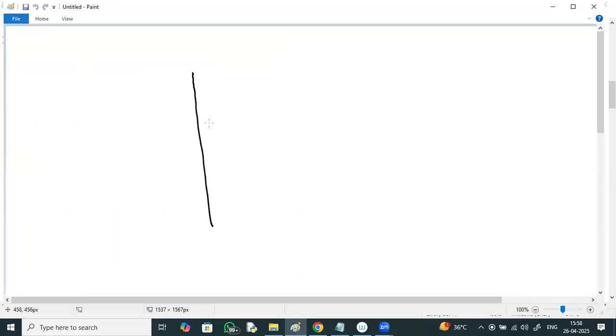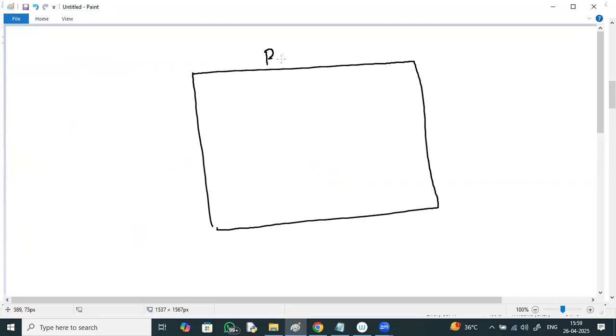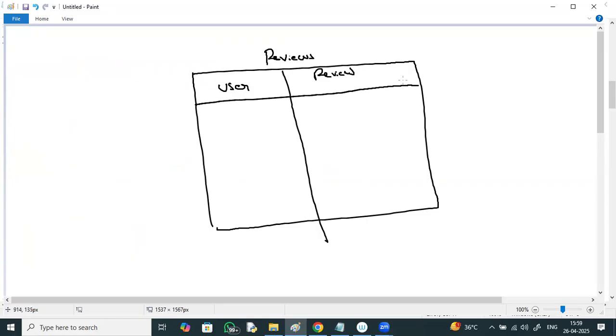If I want to take reviews for a particular movie, I've got a table, the reviews table. The name of the table is reviews. Here only two columns, user and the review. User one, user two, user three. In this way, hundreds of users are giving feedback. User one is saying the movie is good, user two is saying it is bad. So in this way, they are giving feedback in the form of ones and zeros.